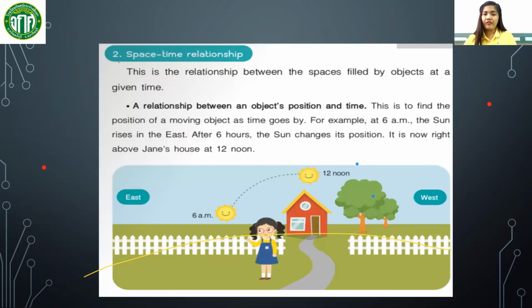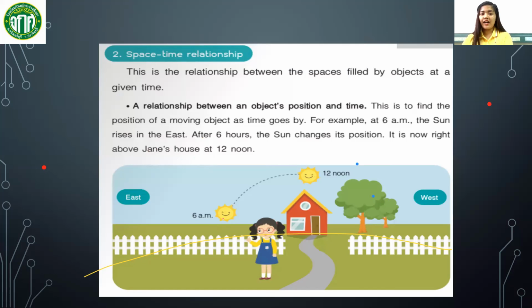Right, so number 2, we have the space-time relationship. This is the relationship between the spaces filled by the objects at a given time. A relationship between an object's position and time. This is to find the position of a moving object as time goes by. So for example, at 6 a.m., the sun rises in the east. After 6 hours, the sun changes its position and it is now right above Jane's house at 12 noon.